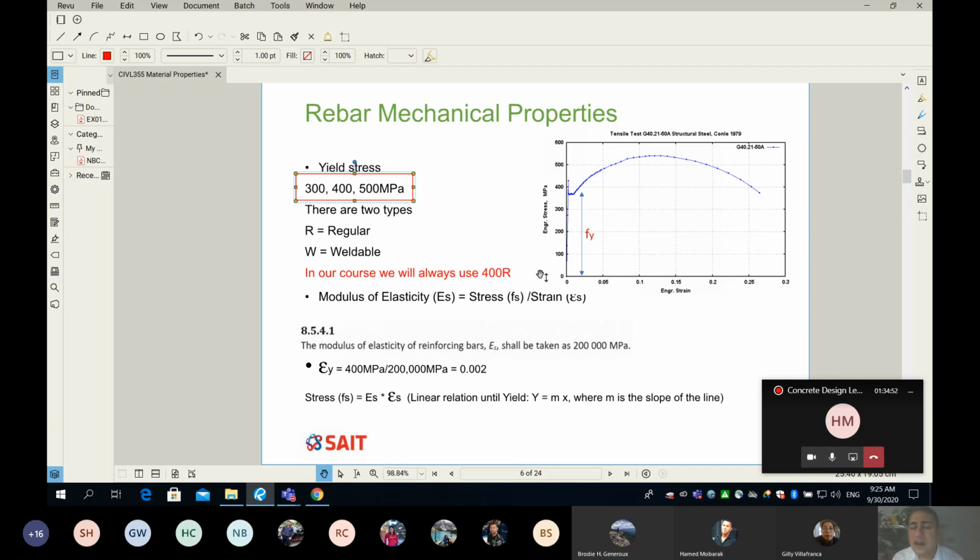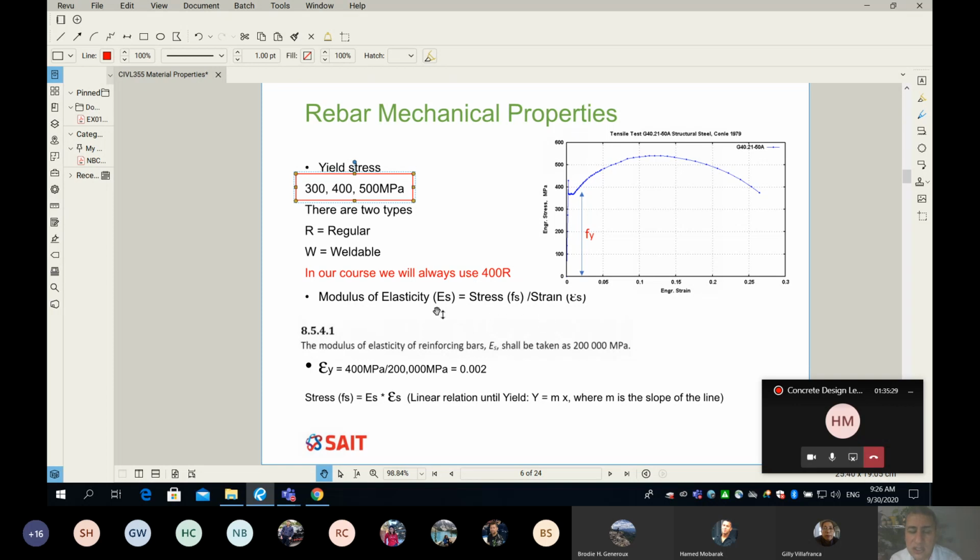Now, on the same diagram here, we are supposed to see another value, another mechanical property called the modulus of elasticity. Modulus of elasticity, we refer to as E sub S. So modulus of elasticity of steel, because shortly you will see E sub C, because we have two materials. Everything you will see has sub S and sub C. Anytime you see sub S, it means steel. Anytime you see sub C, it means concrete. So guys, the modulus of elasticity is simply the stress over the strain.